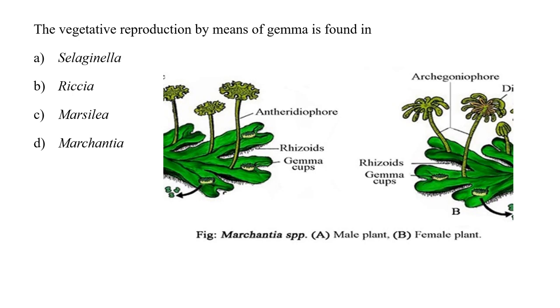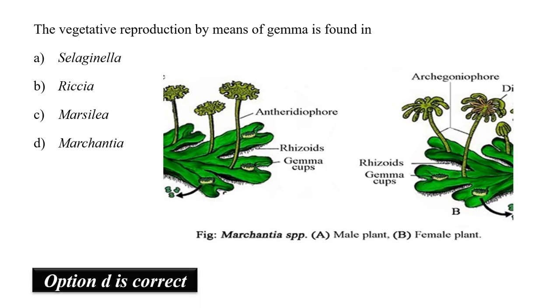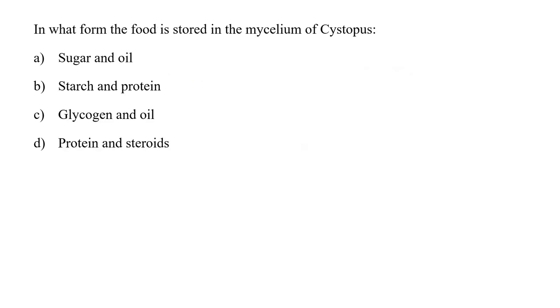The vegetative reproduction by means of gemma is found in Selaginella, Riccia, Marsilea or Marchantia. Gemmae are the cup-shaped asexual bodies present in Marchantia, which are required for vegetative propagation. Hence, option D is the correct answer.